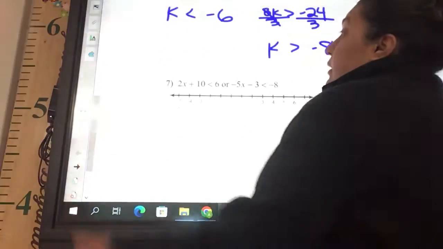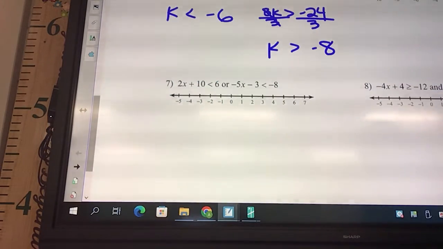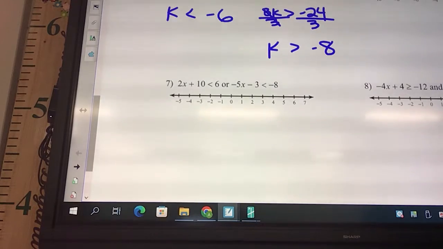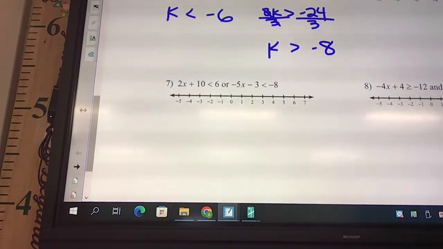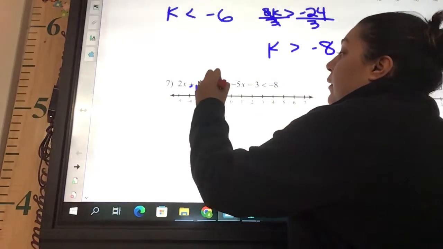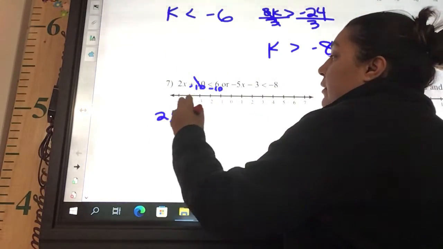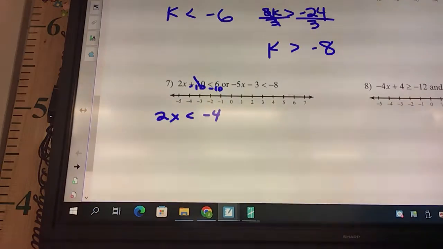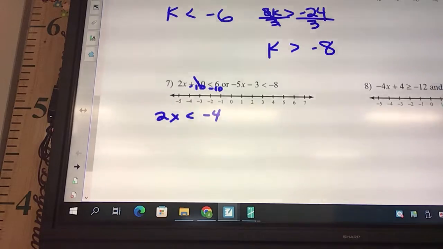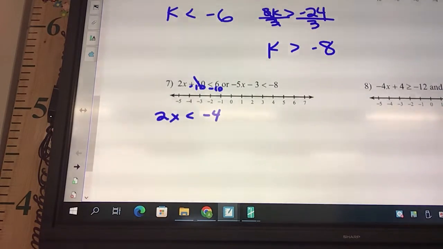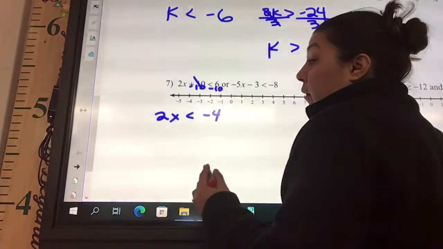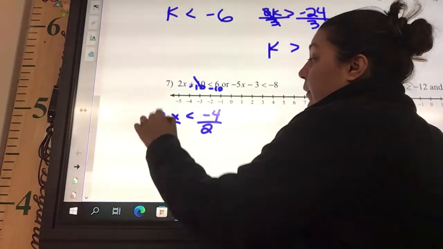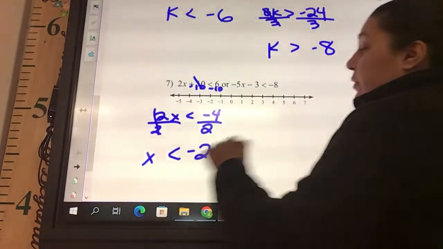Okay. 7, what needs done first? Look at our first equation. What needs done? Minus 10. Okay, so you got 2x, and then that's going to give you negative 4. Okay, and then what? Divide by 2. So you get x is less than negative 2.